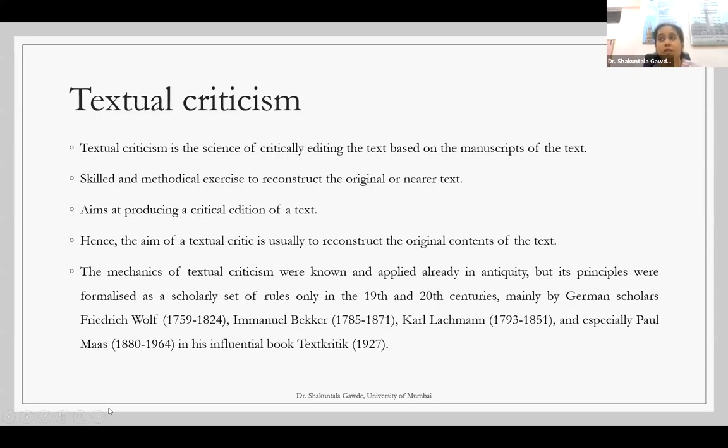Much work is to be done in this particular area. We have a critical edition of Ramayana, critical edition of Mahabharata. They are the examples of the critical edition. They have set the critical apparatus.